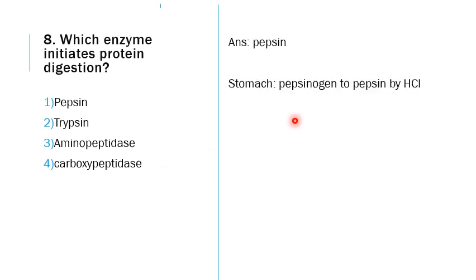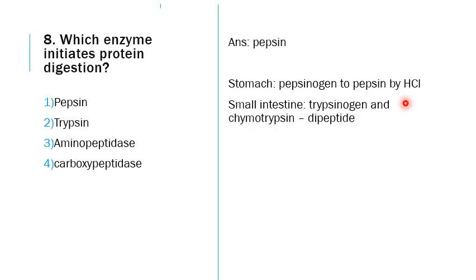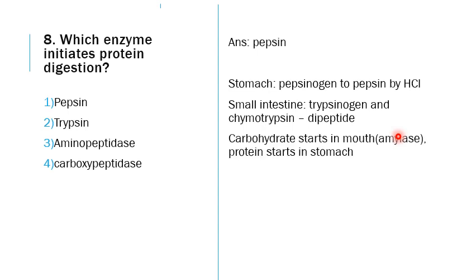So pepsinogen, we already saw in earlier slides, is converted to pepsin by the hydrochloric acid. In the small intestine, it is by the trypsinogen. Chymotrypsin later comes, and they will all break the protein into the dipeptides. If we see the carbohydrate digestion, it actually starts in the mouth through the salivary amylase or the ptyalin enzyme. Protein digestion actually starts in the stomach.